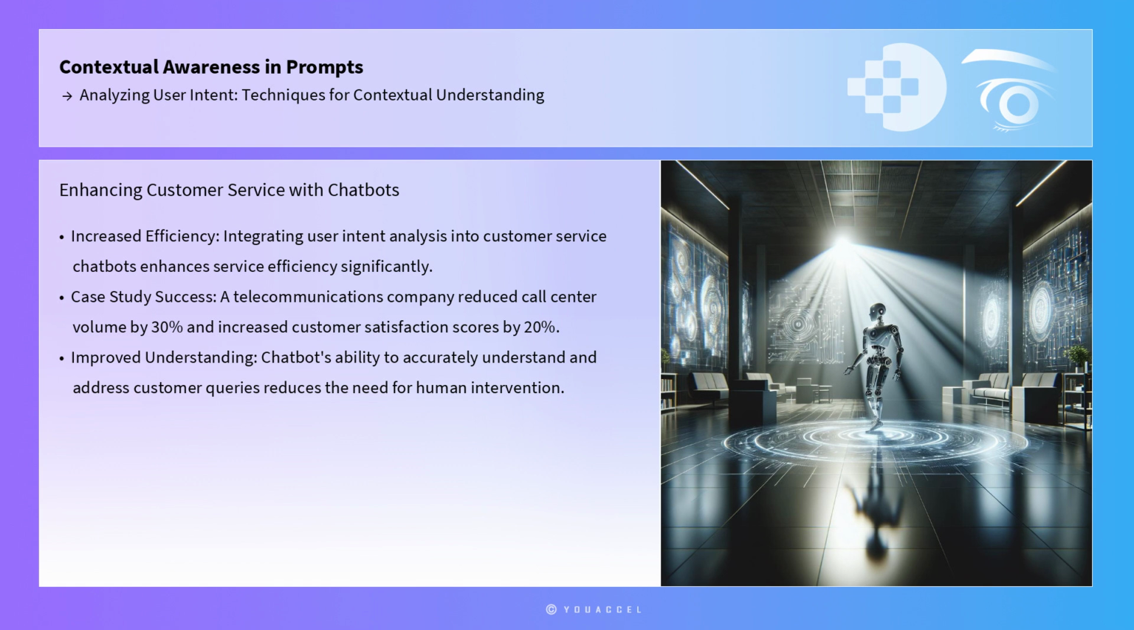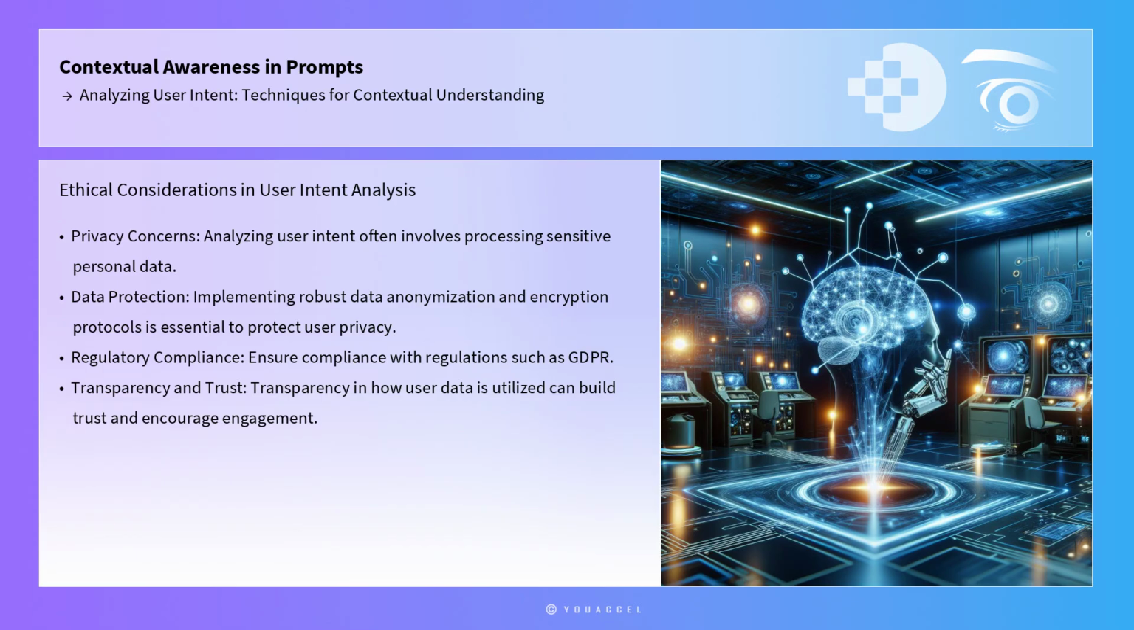To address real-world challenges, prompt engineers must also consider the ethical implications of user intent analysis. Privacy concerns are paramount, as analyzing user intent often involves processing sensitive personal data. Implementing robust data anonymization and encryption protocols is essential to protect user privacy while ensuring compliance with regulations such as GDPR. Additionally, transparency in how user data is utilized can build trust and encourage users to engage more openly with AI systems.